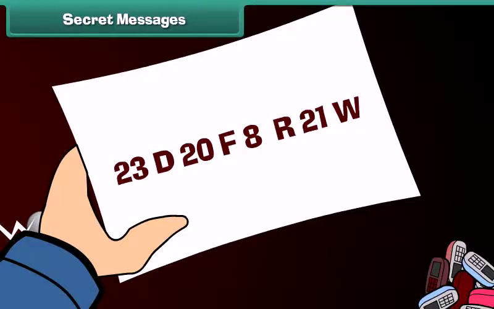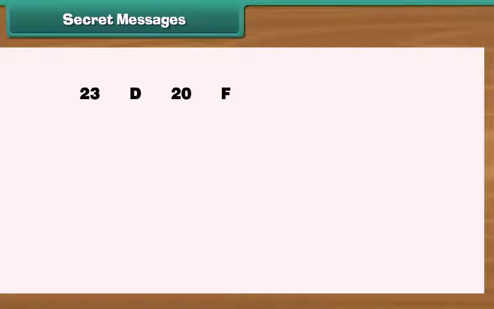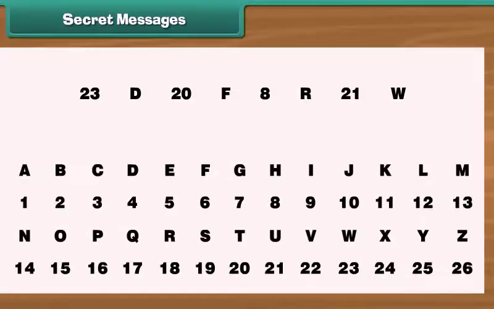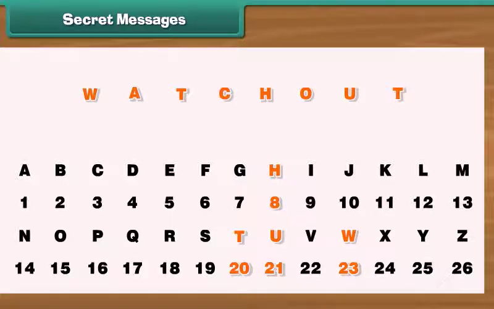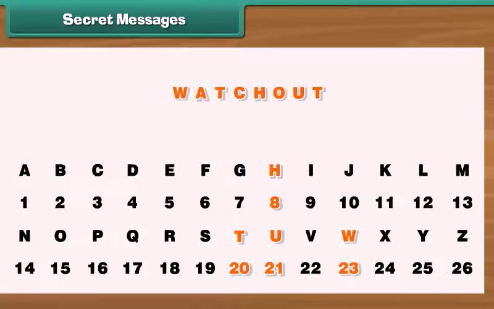Here is the message. 23D, 20F, 8R, 21W. The numbers represent the letters of the English alphabet of those positions. 23rd letter of the English alphabet is W. 20th letter is T. 8th letter is H. 21st letter is U. The letters in the secret message are 3 places ahead of the actual letters. D is actually A. F is C. R is O. W is T. So the decoded message is, watch out!